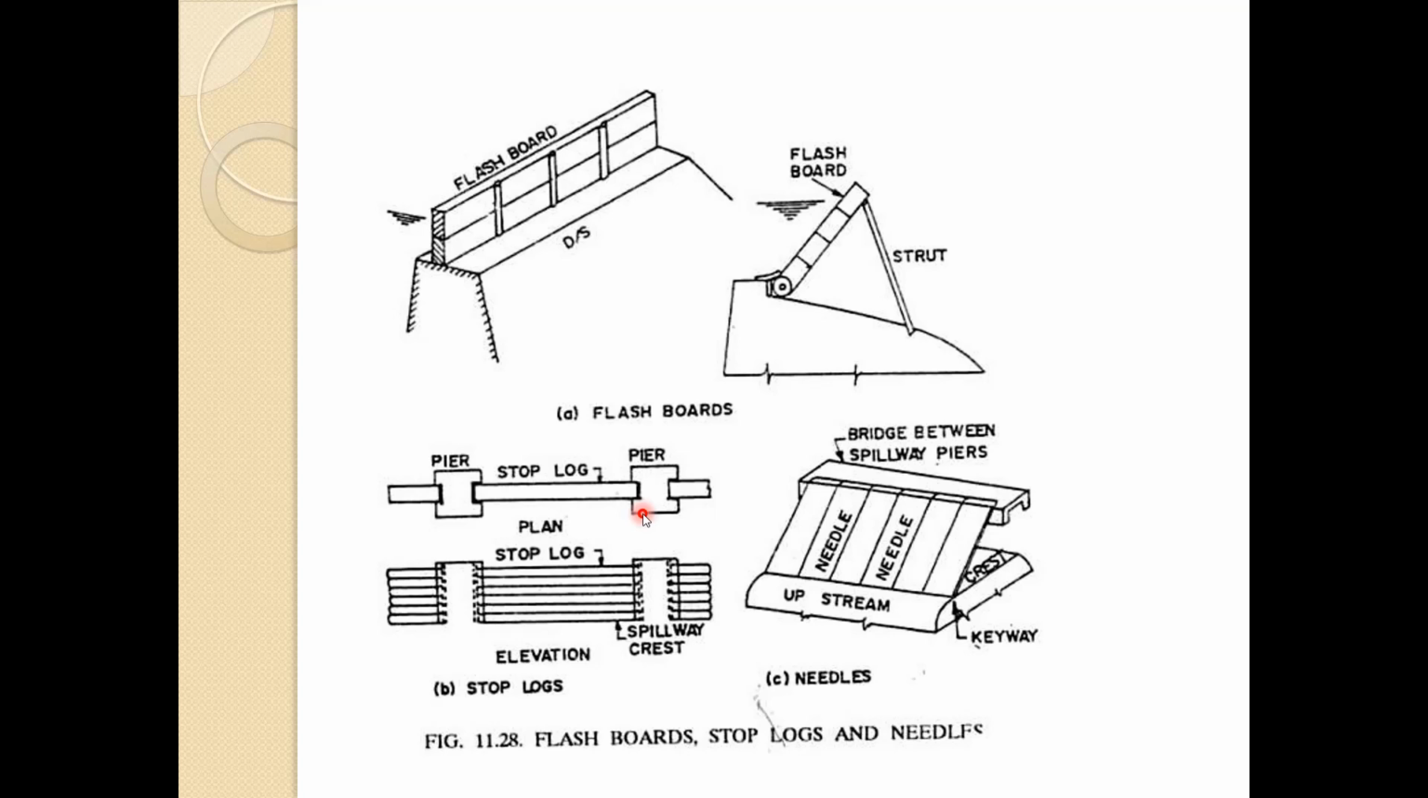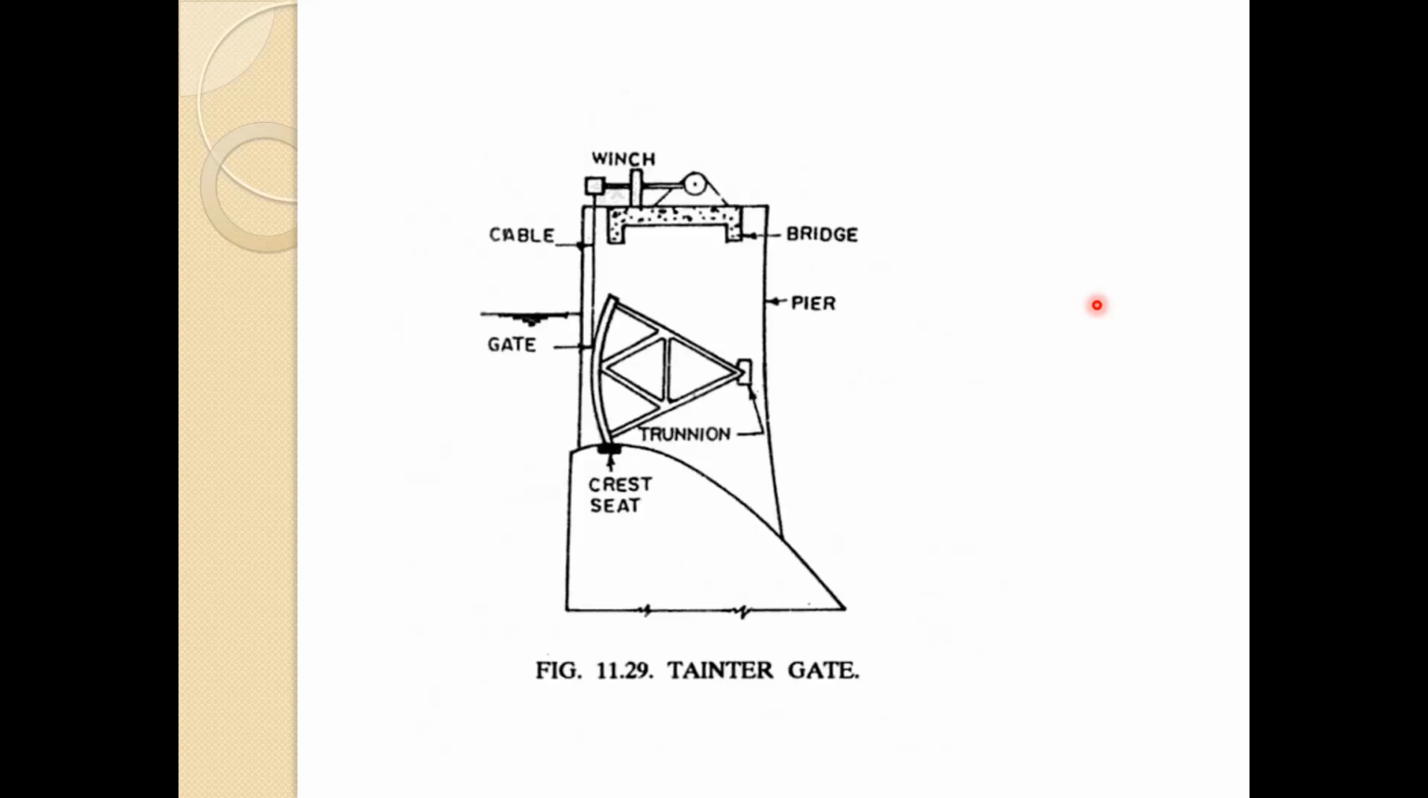Needles. Needles are wooden logs kept side by side with their lower ends resting on the keyway of the spillway and the upper end supported by the bridge. So this is the keyway and this is the bridge. It is very difficult to handle these needles at a time of flow and hence they are not used for any major work. They are sometimes used for emergency bulkheads where they need not be replaced until the flow has stopped.